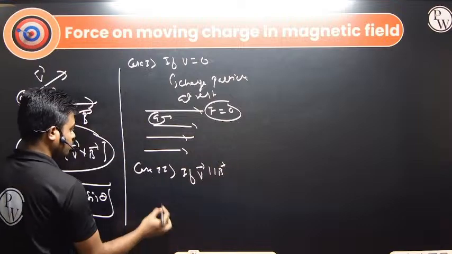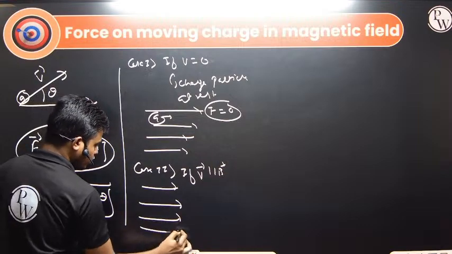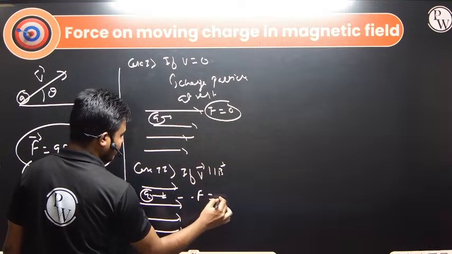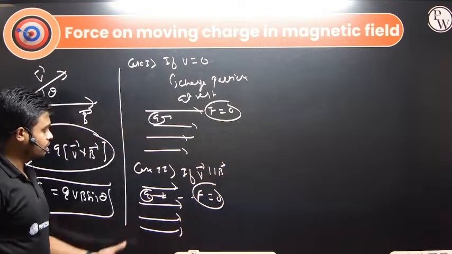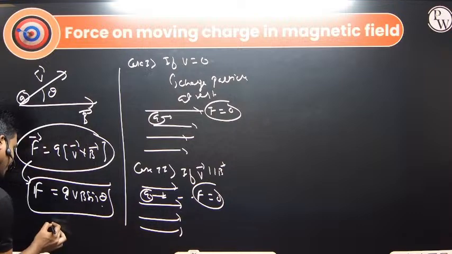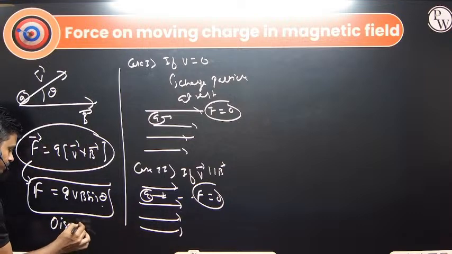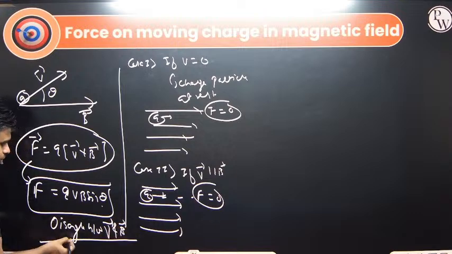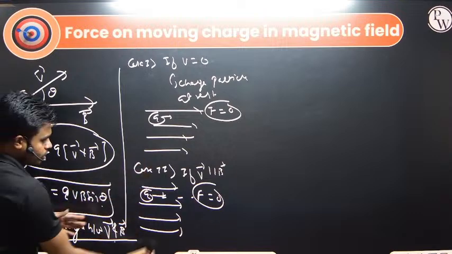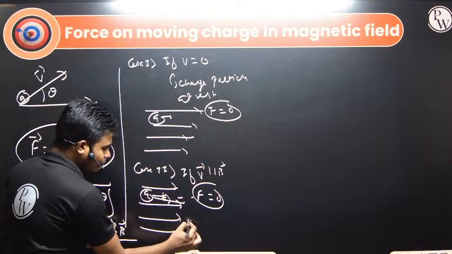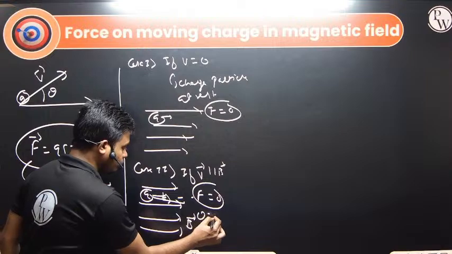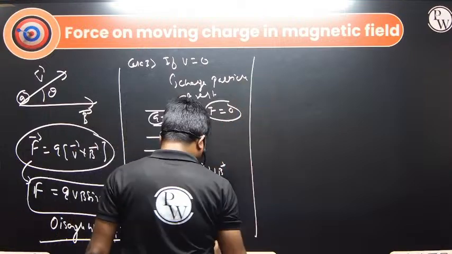Case number two: if velocity is parallel to the magnetic field, the charged particle is moving in the same direction as the magnetic field. Then the force is again 0, because theta, the angle between velocity and magnetic field, is 0. That is why the force will be 0.